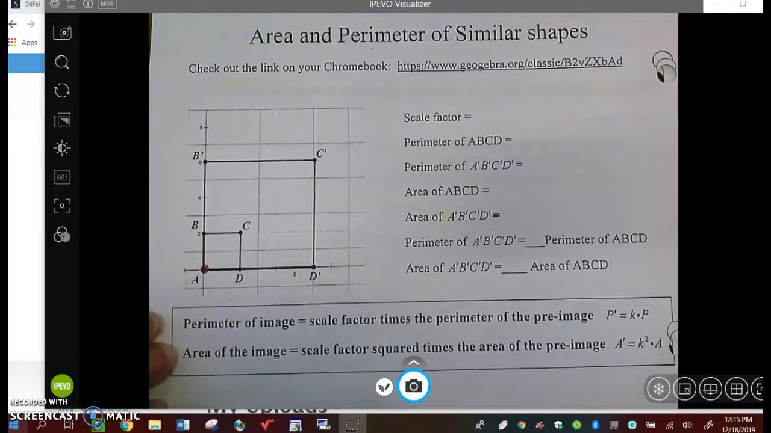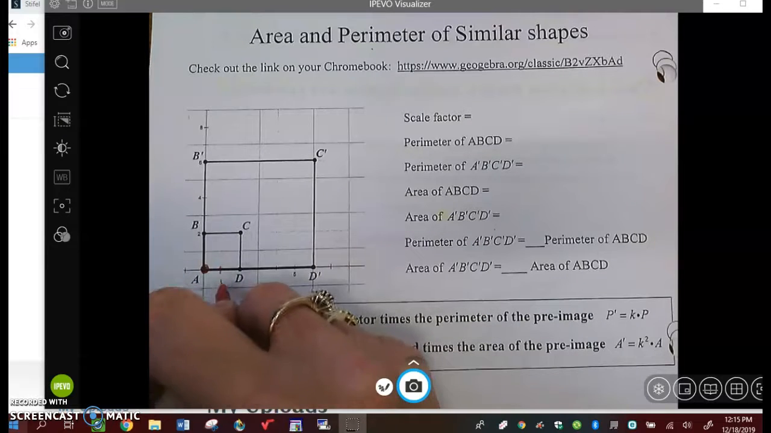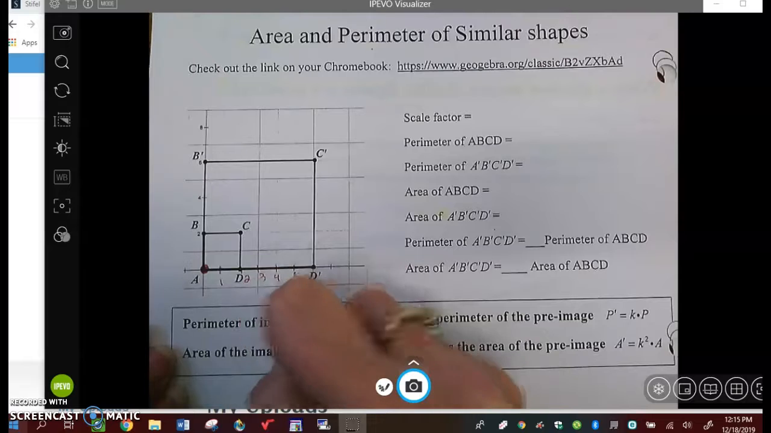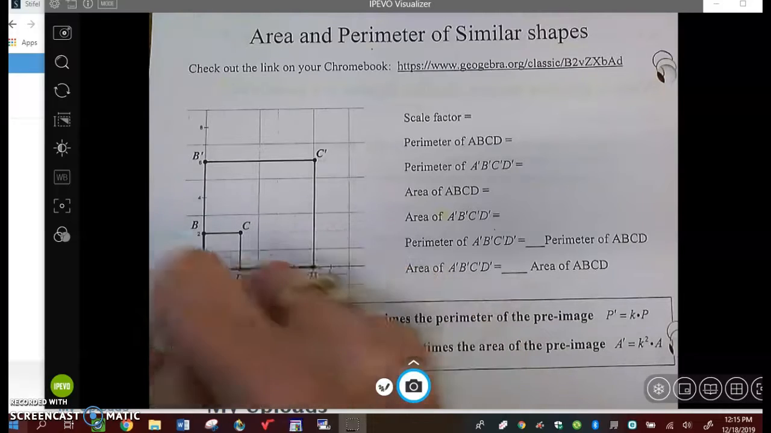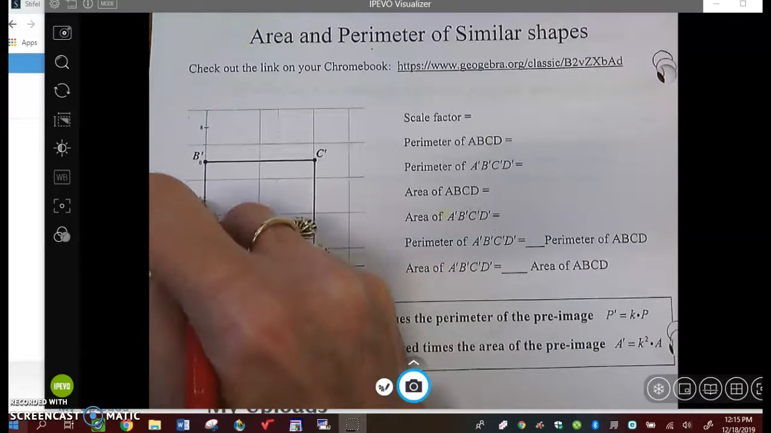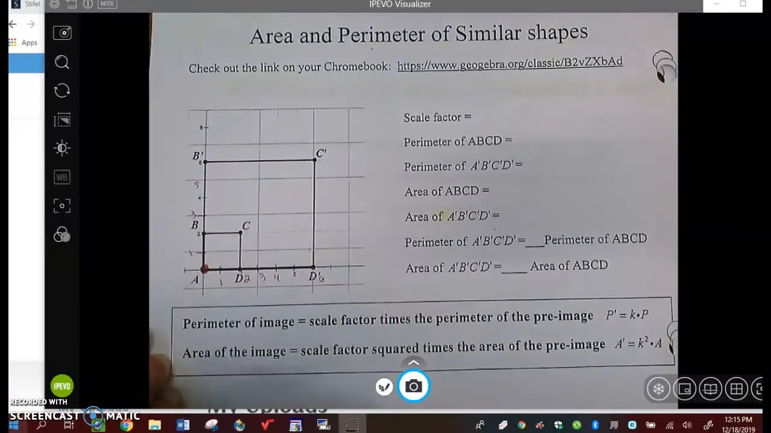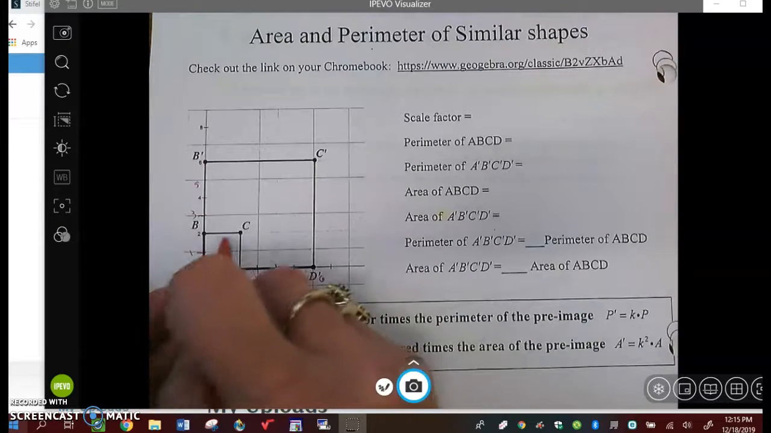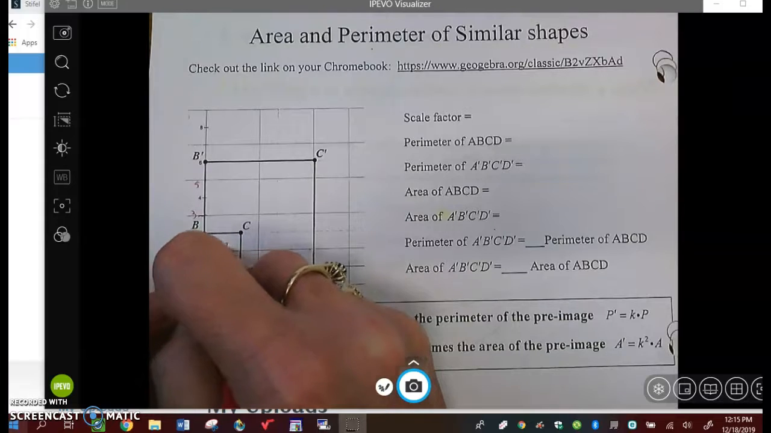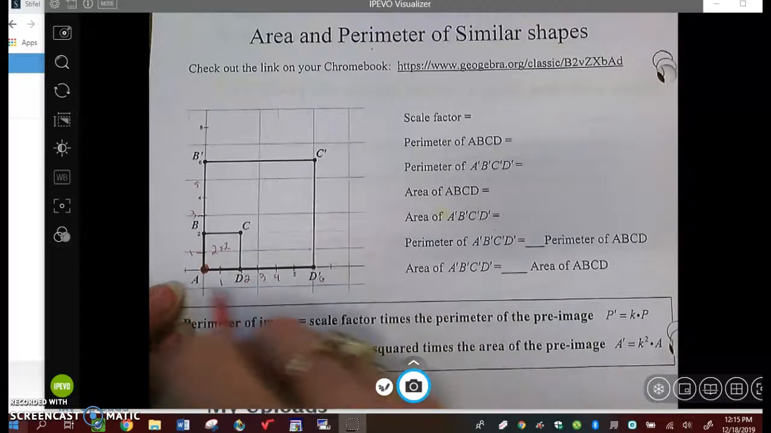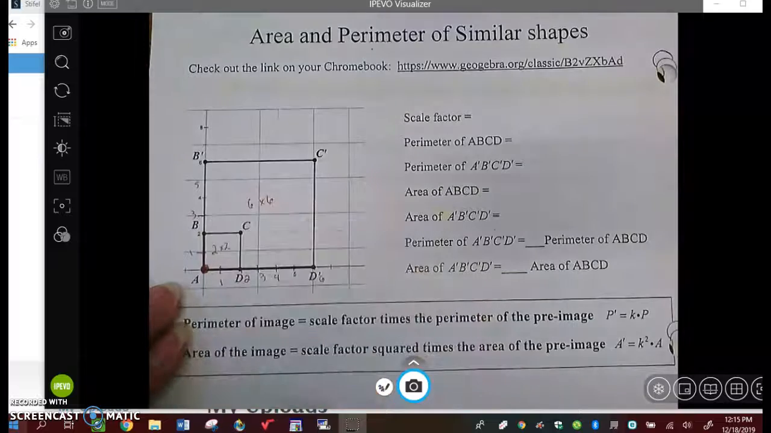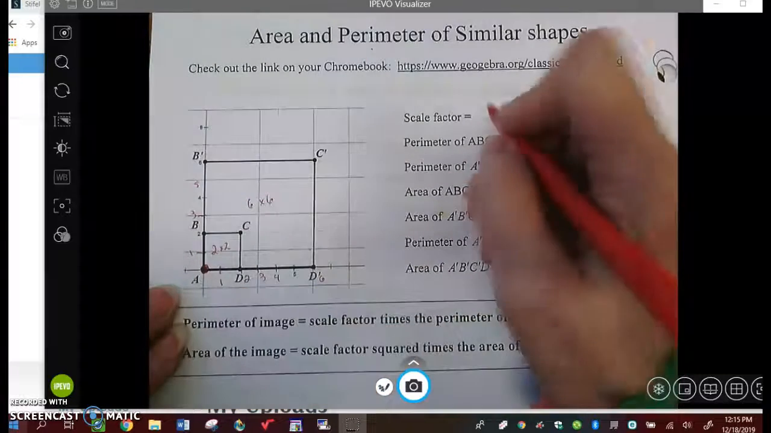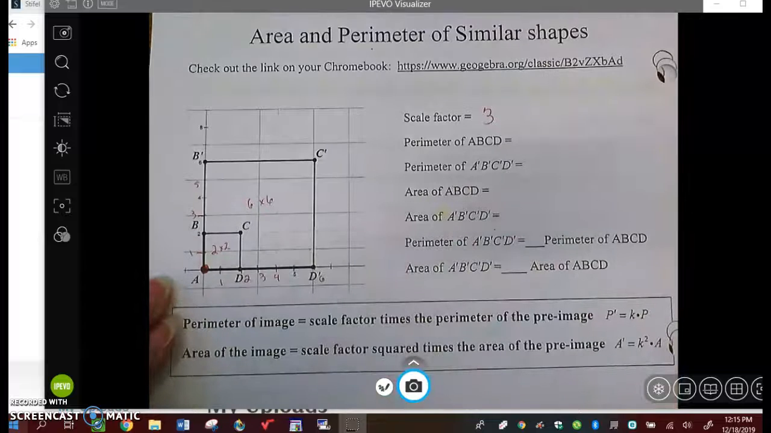So first I want you to think about scale factor. The grid lines didn't show up very well, so I'm going to be filling in these numbers. There's 5, this is 6. Here's 1, 2, 3, 4, 5, 6. So I am starting with a 2 by 2 square here. And then the bigger one is a 6 by 6. So if you take the image's length divided by the pre-image, we get our scale factor of 3. It's 3 times as big.